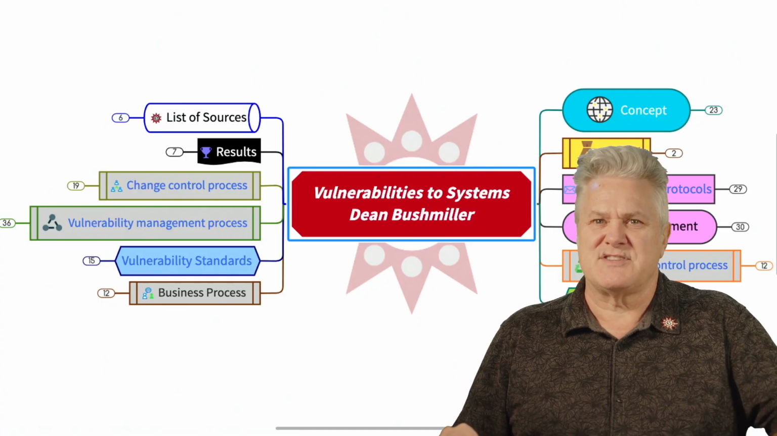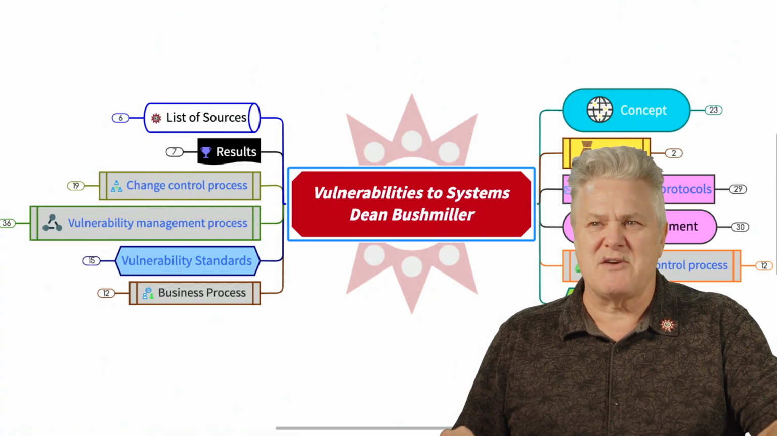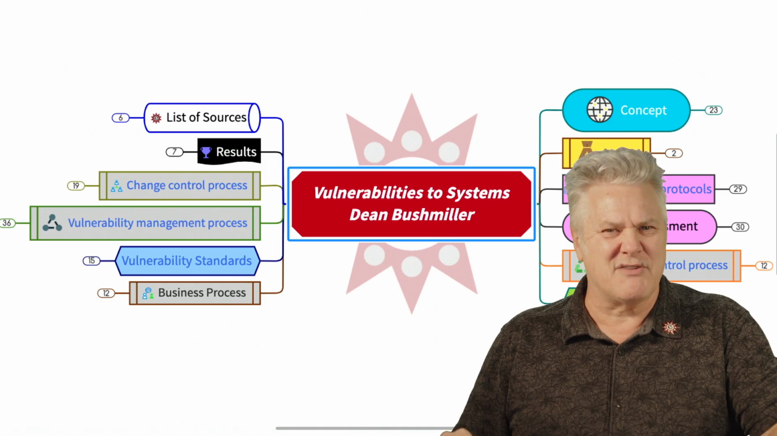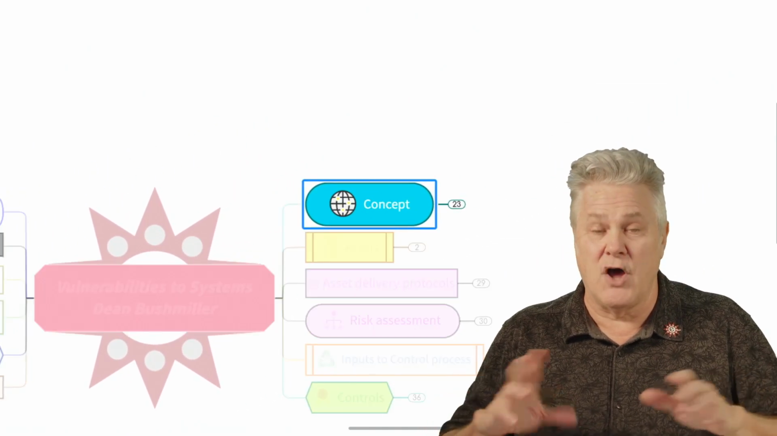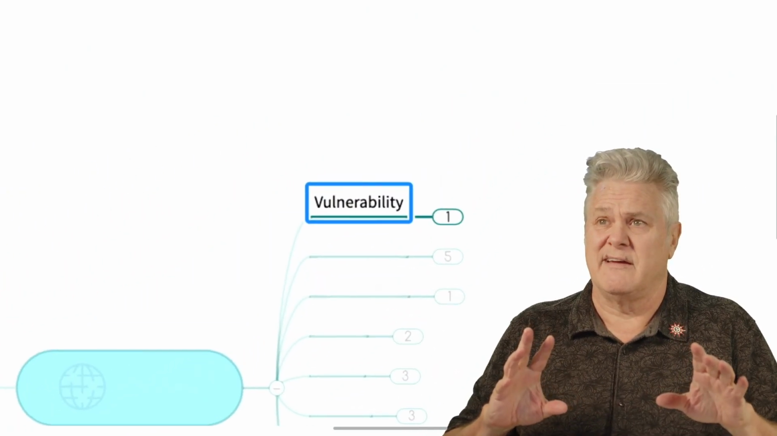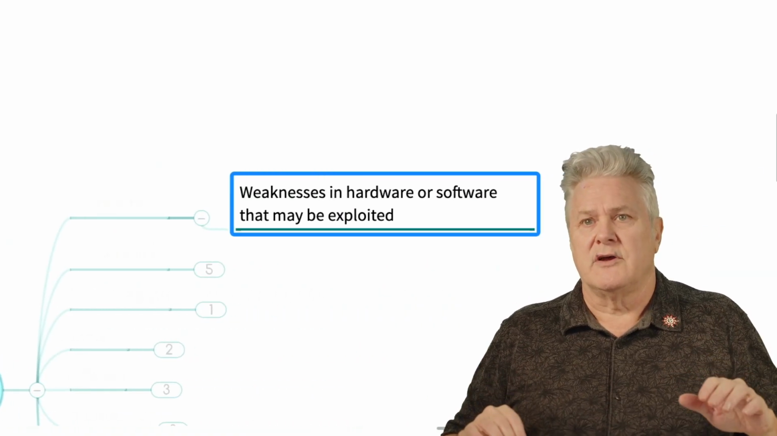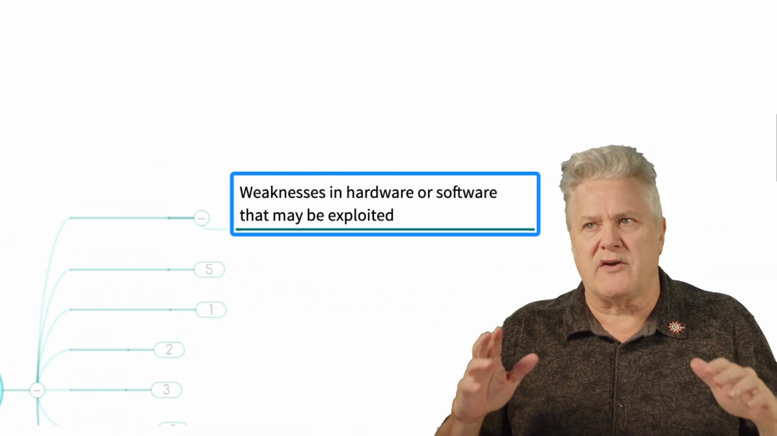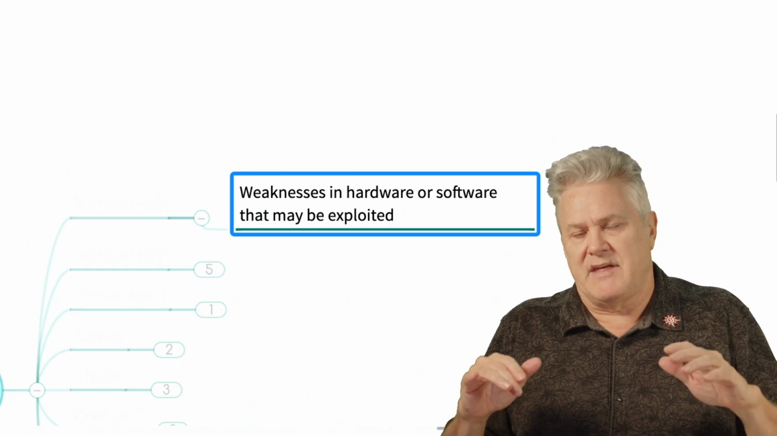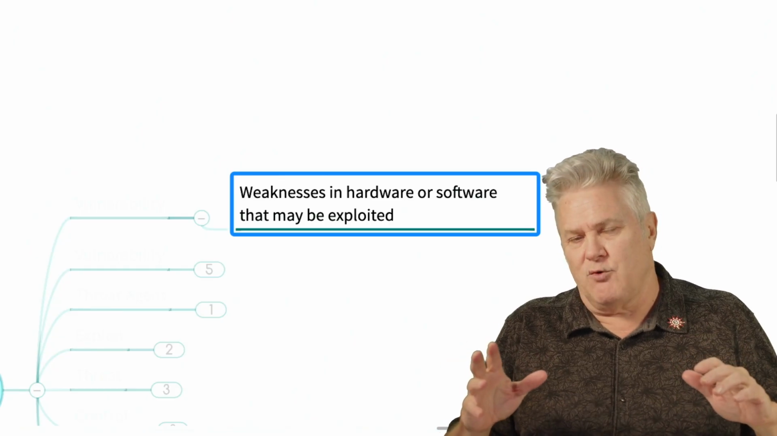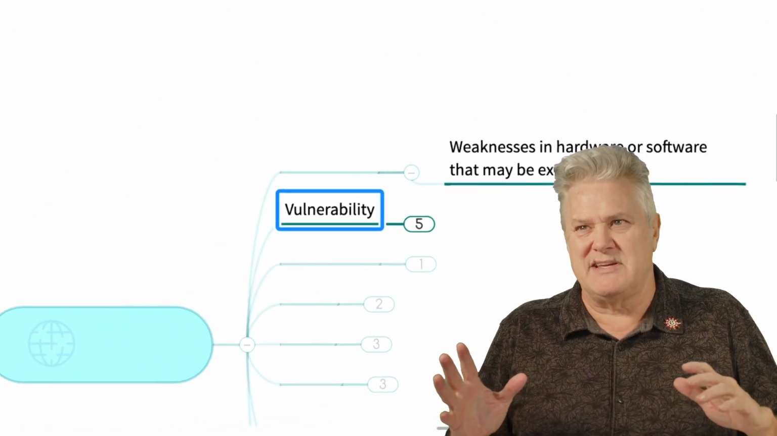Vulnerabilities to systems, that kind of looks like what we've been doing with threats, isn't it? Isn't it the same thing? No, it's different. When we look at vulnerabilities, we're talking about weaknesses in hardware and software. Now, they haven't been exploited, but they may be exploited, and that potential is really a big deal here.